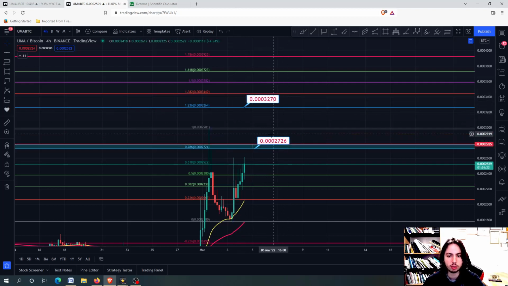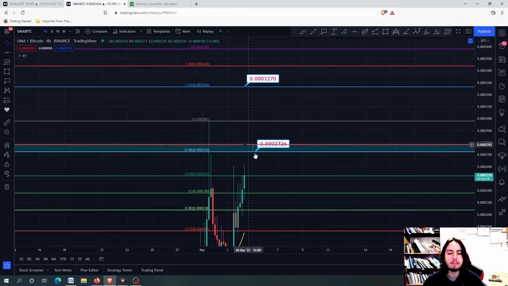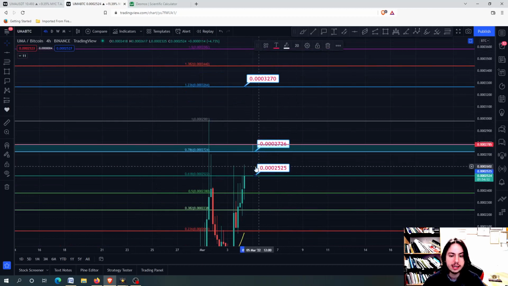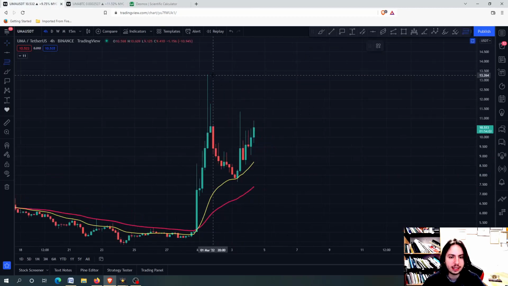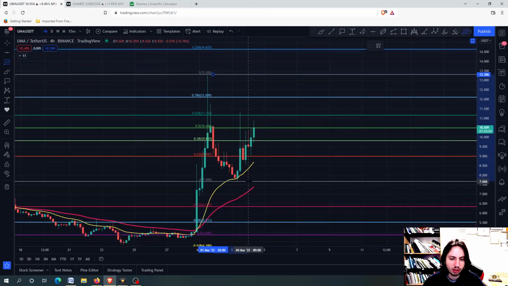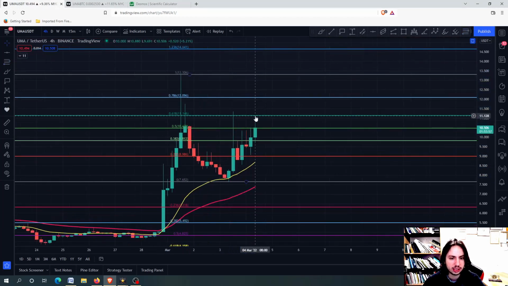We can go to the 0.302726, but we have to close above the 0.302726 for UMA against Bitcoin chart first, and most importantly right now the 0.302525. Let's go to UMA against USDT. What does it mean? It means that let's go and draw the Fibonacci retracement on UMA against USDT as well.